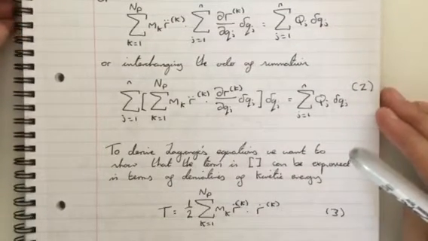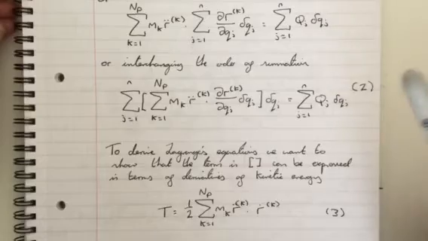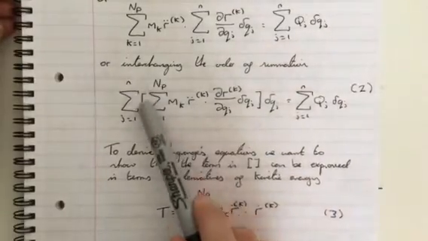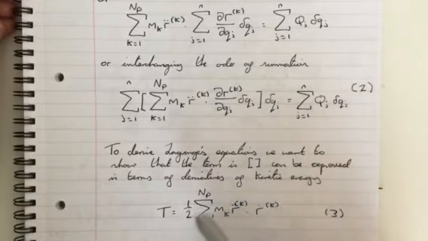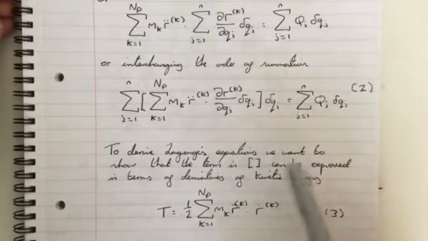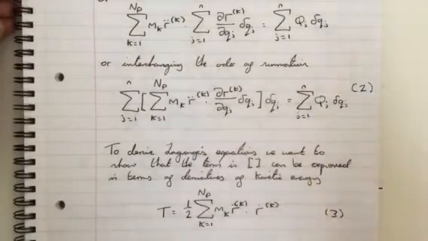To derive Lagrange's equations, we want to show that the term in the square brackets, in the last equation we derived, can be expressed in terms of derivatives of kinetic energy. Okay, that's our main goal.